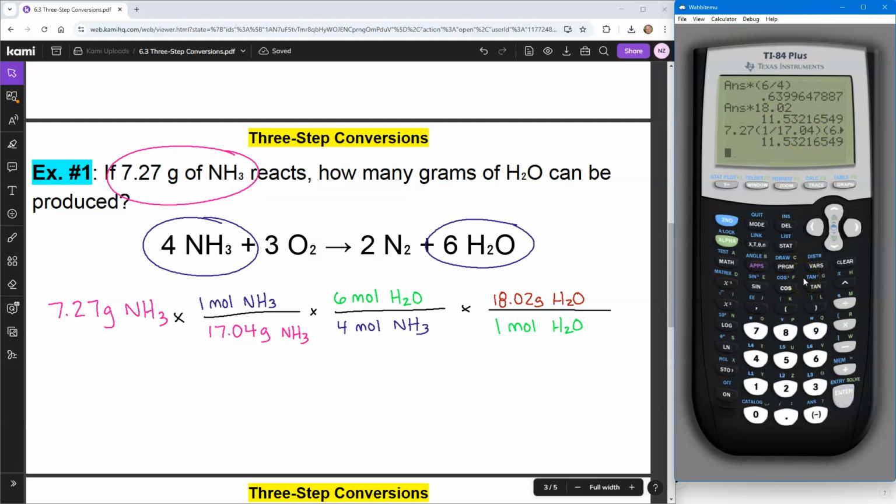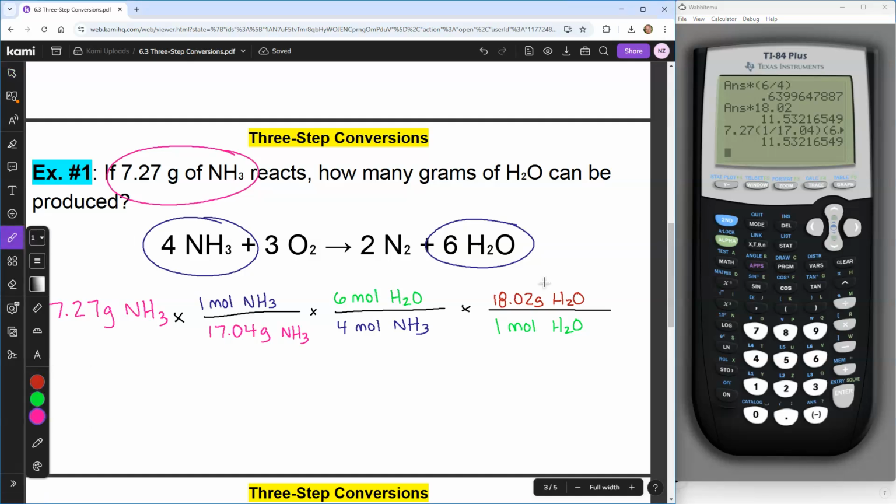So 11.5 is going to be our answer because we want three significant figures here. So 11.5 is going to be our answer. And our units, if we cancel out, will be grams of H2O.